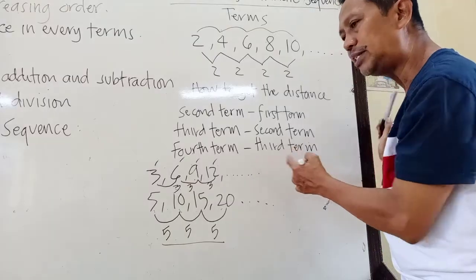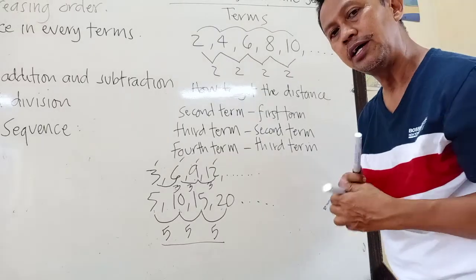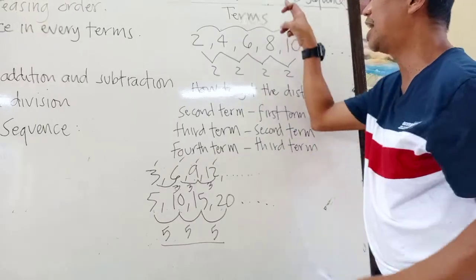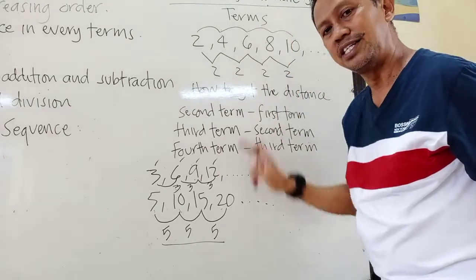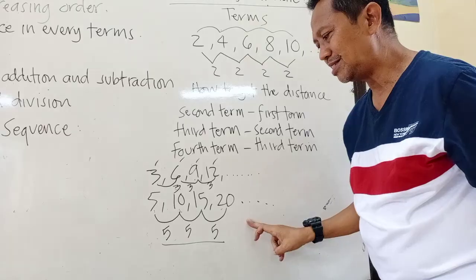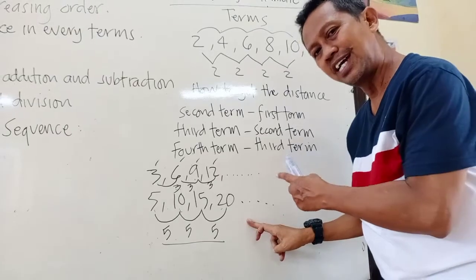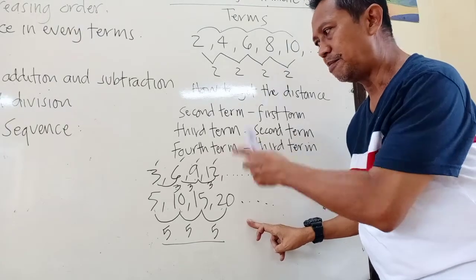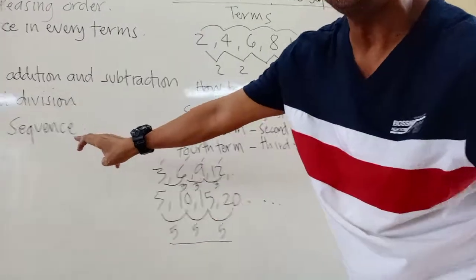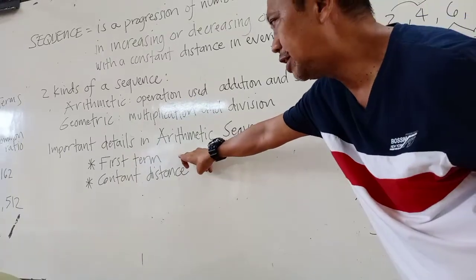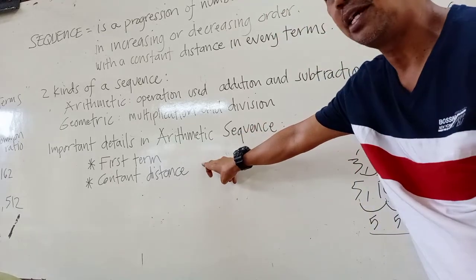Therefore, it is quite easy for us to identify if it is an arithmetic sequence because there is always a constant distance. Take note, my dear students, that you have to consider all the important details in arithmetic: the first term, as well as the constant distance.